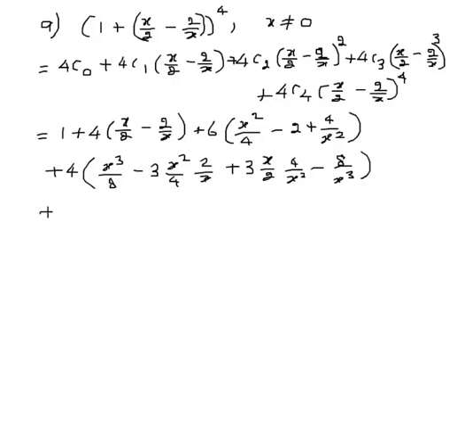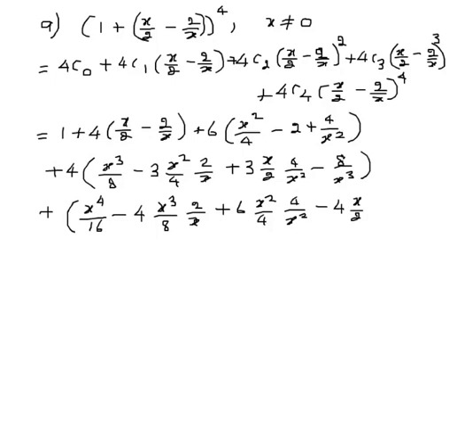Plus the last term 4C4 is 1, and we can expand using binomial expansion. 4C0 is 1. We get x raised to 4 by 2 raised to 4, minus 4C1 is 4, x cubed by 8 times 2 by x, and 4C2 is 6, x square by 4 and 4 by x square, minus 4C3 is 4.